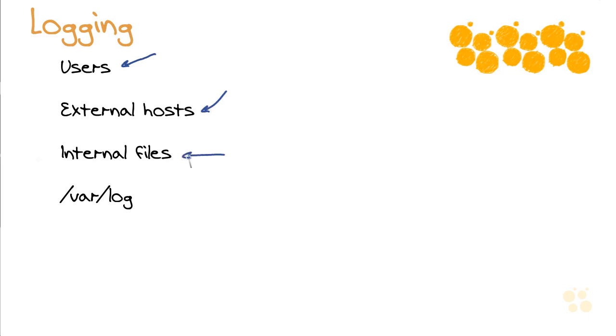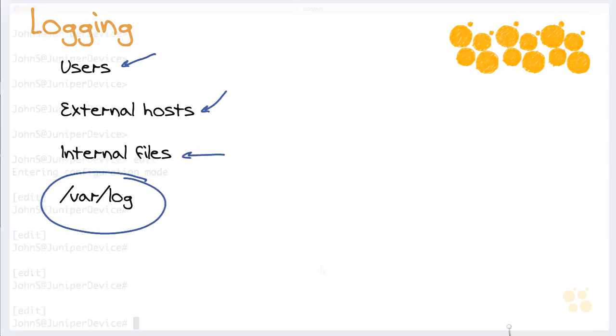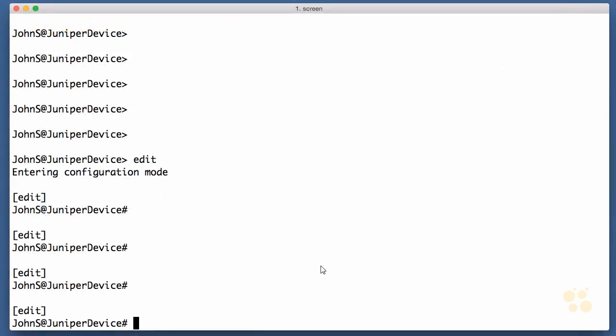Certainly you may want them to go to an internal file location for safekeeping. And the location that is a default on a Juniper device is the var log location. So we need to see one of these syslog messages and see just how cool they are.